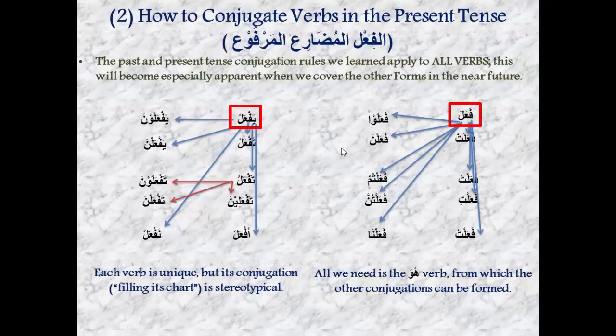So that is all you need. All you need is fa'ala yaf'alu. That is why we memorize fa'ala yaf'alu. And we don't memorize anything else because those can be formed or derived on the spot.